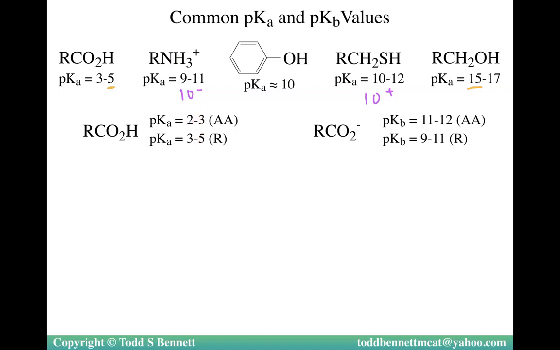And its conjugate then, the conjugate base, if this is 3 to 5, 14 minus 3 is 11, 14 minus 5 is 9, so pKb is 9 to 11 for when it's deprotonated. And then 2 to 3, 14 minus 2 is 12, 14 minus 3 is 11, so 11 to 12 for the pKb for the carboxylate, or deprotonated carboxyl group, or carboxyl terminal.